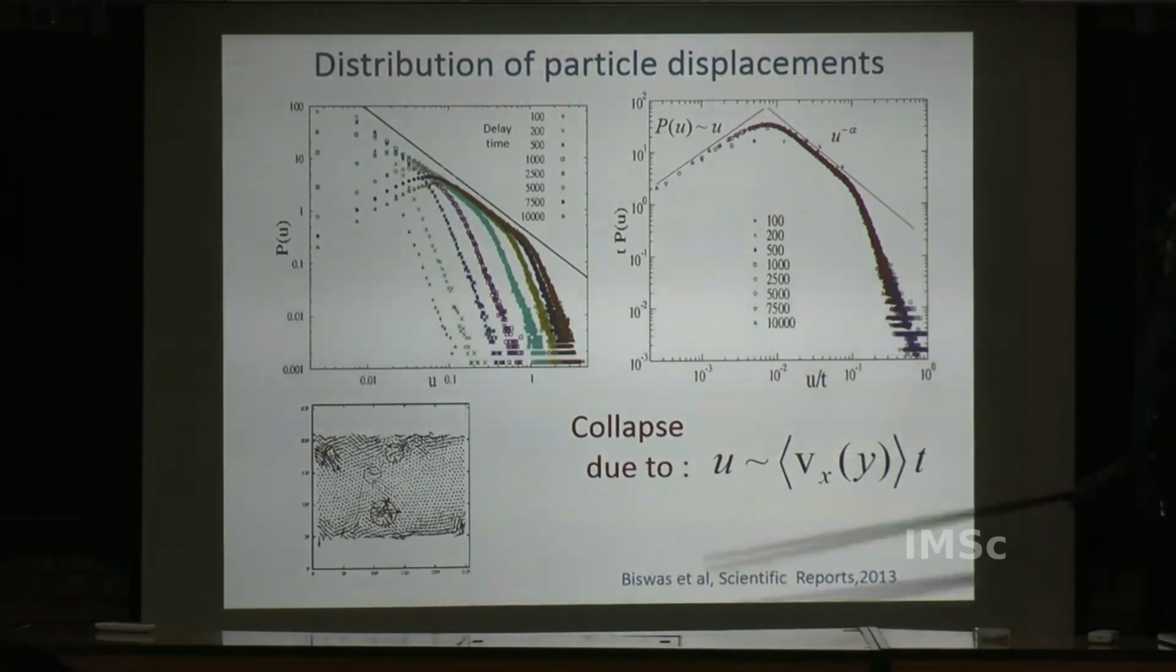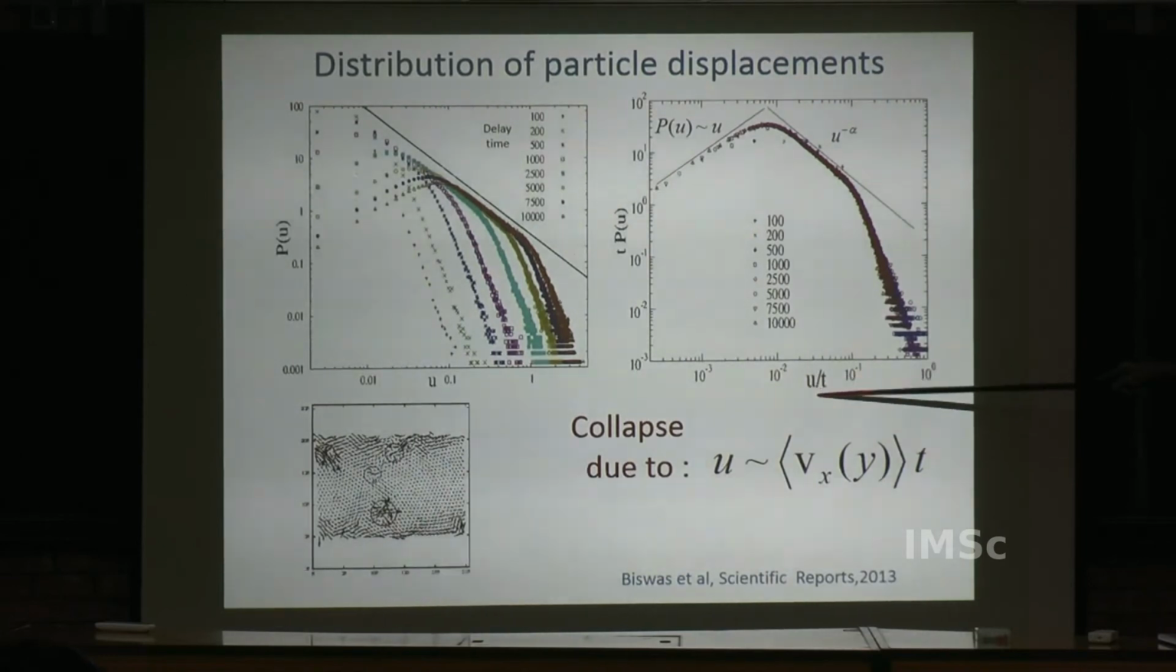And then you realize that this can be collapsed to a single curve by scaling. That is, this is the displacement divided by the time, so this is like velocity. And because of normalization reasons, this has to be multiplied by t. Then you find that all of them collapse like this.